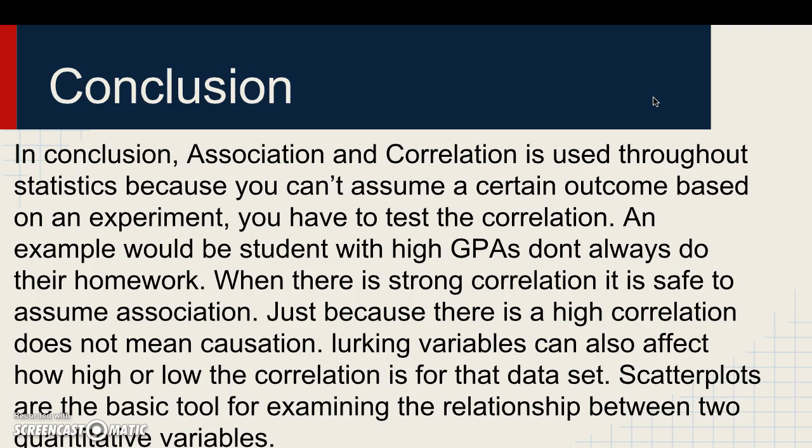In conclusion, association and correlation is used throughout statistics because you can't assume a certain outcome based on an experiment. You have to test the correlation. An example would be students with high GPAs don't always do their homework.